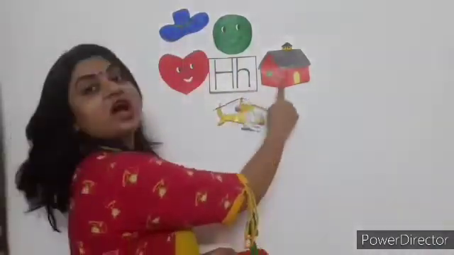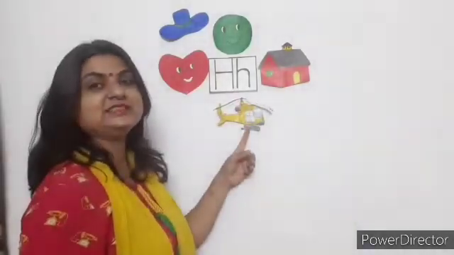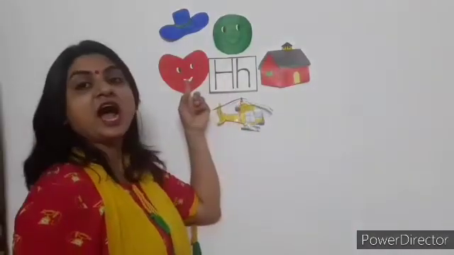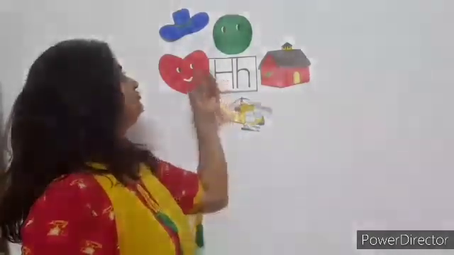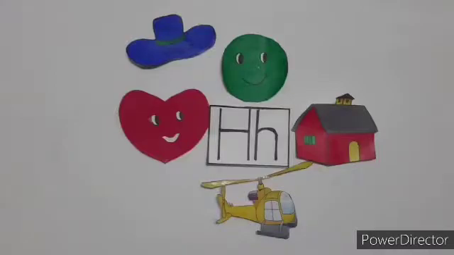Children, repeat with me. H for house. H for helicopter. H for heart. H for hat. And H for happy. Now, ma'am will do one activity related to letter H.